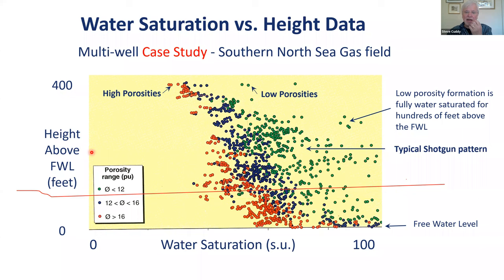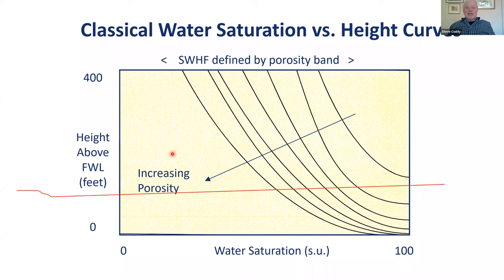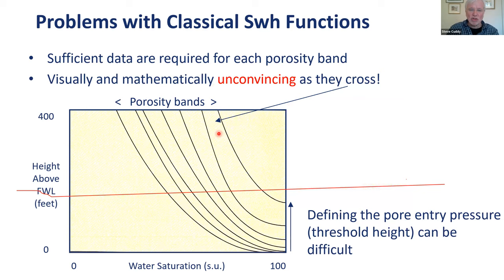Now we need to describe these data for the model. This is a classical SW-height function. This was actually submitted to the British government for the field development plan. It says that SW is defined by these porosity bands. So you enter your porosity and your height, and in the reservoir model, it gives you the water saturation. That seems to be good, but there are problems with this plot. These are the higher porosities, these are the lower porosities. These porosity bands actually cross each other, so that is very unconvincing.